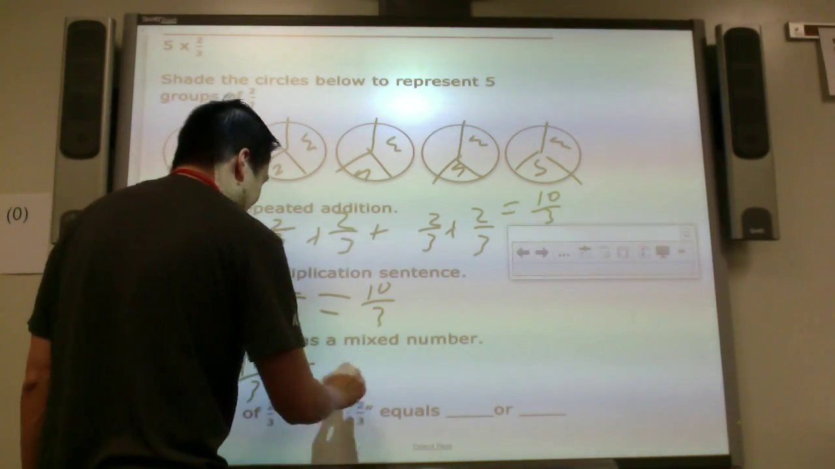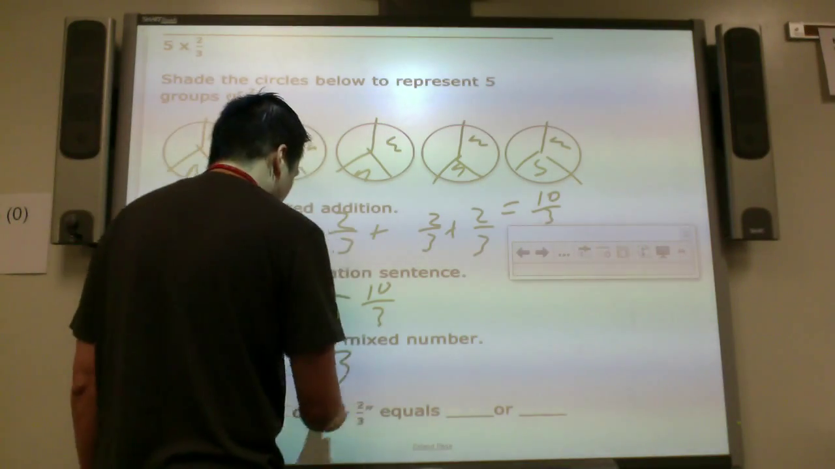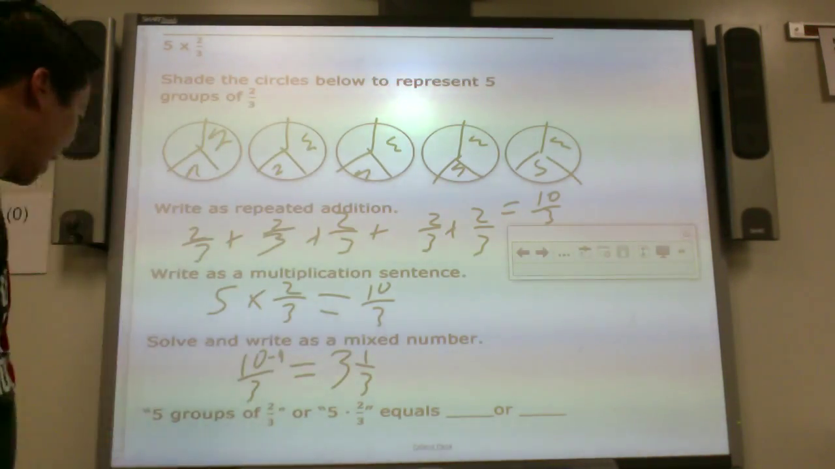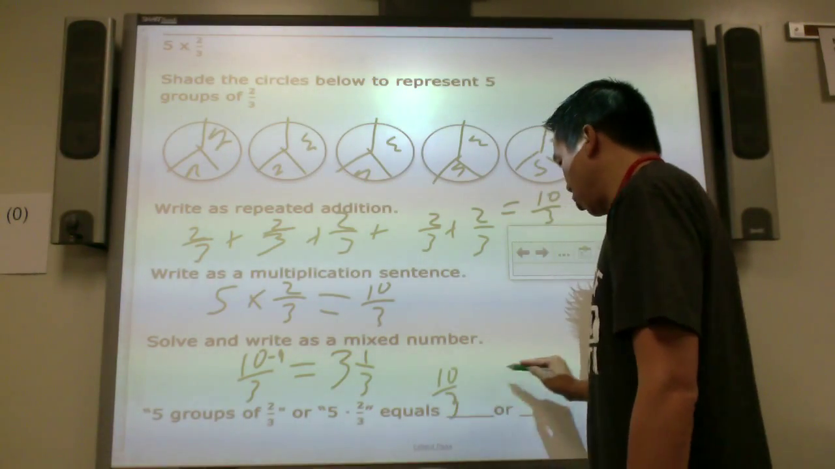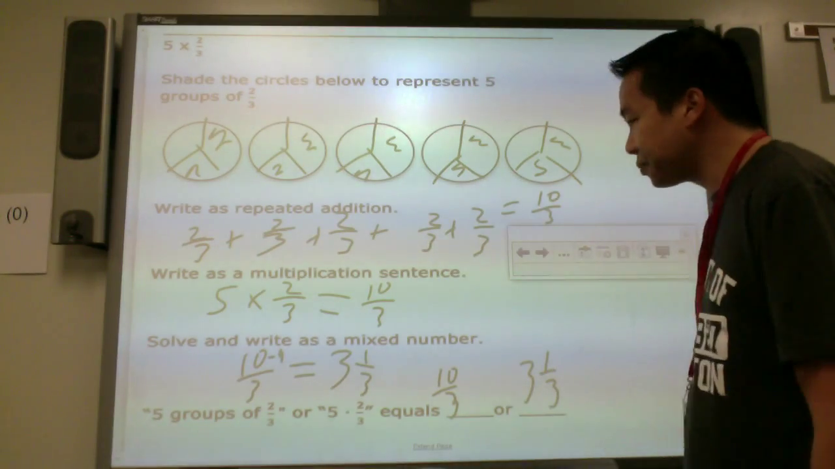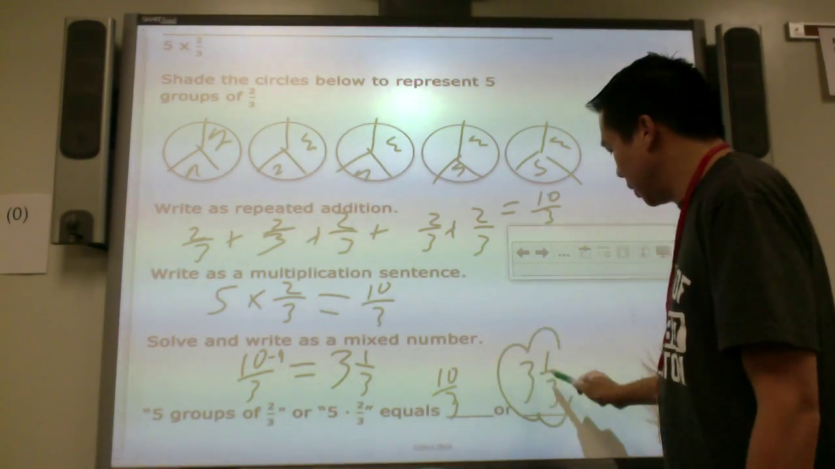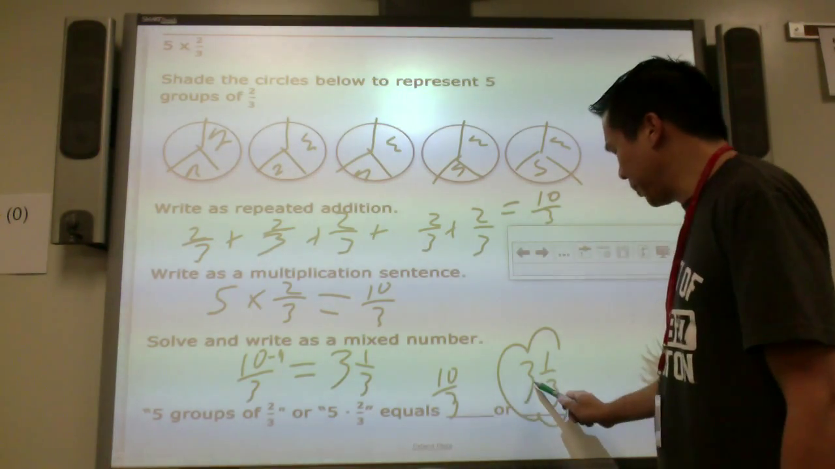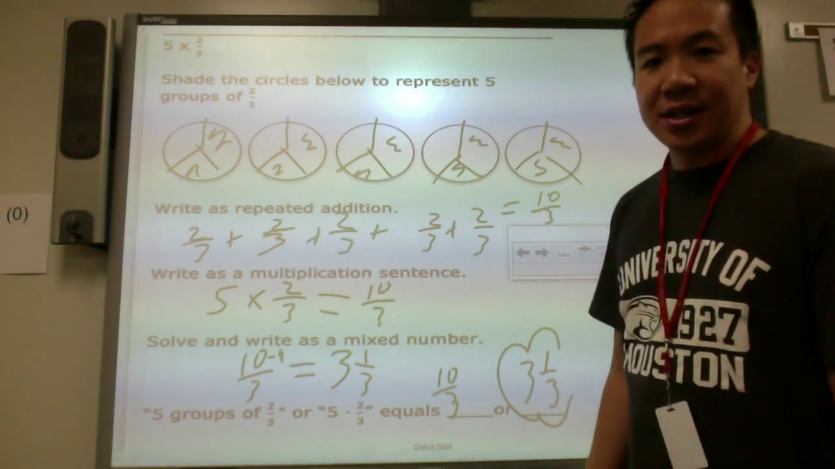10/3 is equal to how many groups of 3 go into 10? 3 groups. That's 9. That's 3 and 1/3. 5 groups of 2/3 or 5 times 2/3 equals 10/3 or 3 and 1/3. Again, to check your work, 3 times 3 is 9 plus 1 is 10/3. You multiply the denominator by 3 and then you get 9. You add the numerator to it, you get 10/3.